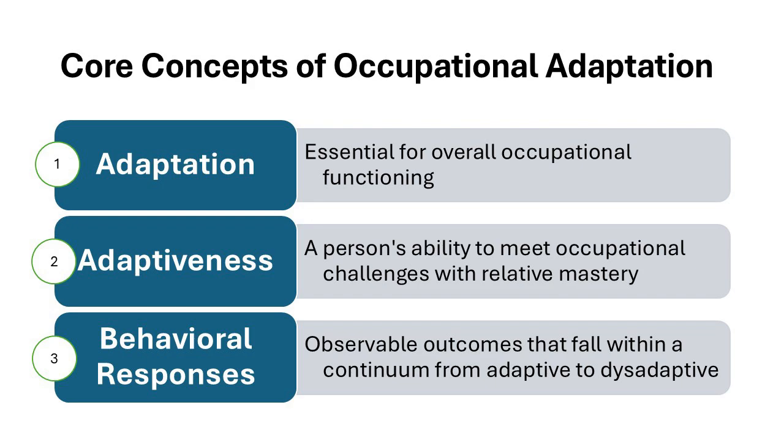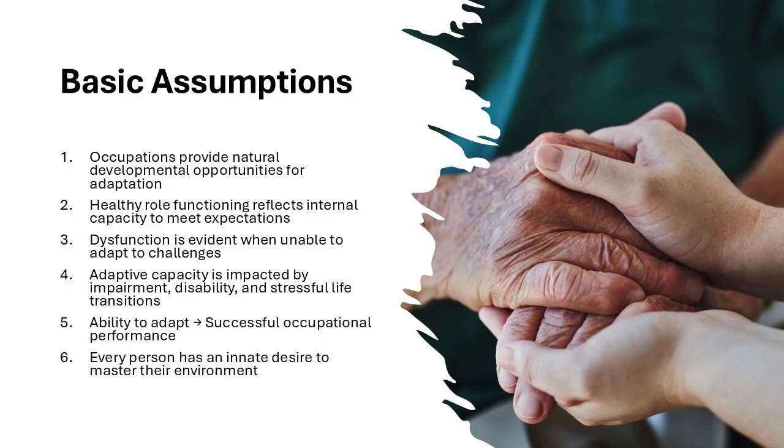Okay. This framework feels like it's built on some pretty solid beliefs. Let's look at those basic assumptions. Number one, occupations give us natural chances to adapt. Makes sense, right? We learn and grow by doing things. That's the core of OT, really. And that connects to the next one. That healthy role functioning shows you have the internal capacity to meet expectations. If you're managing your roles well, it suggests your internal adaptive capacity is working. So logically, dysfunction pops up when someone just can't adapt to those challenges.